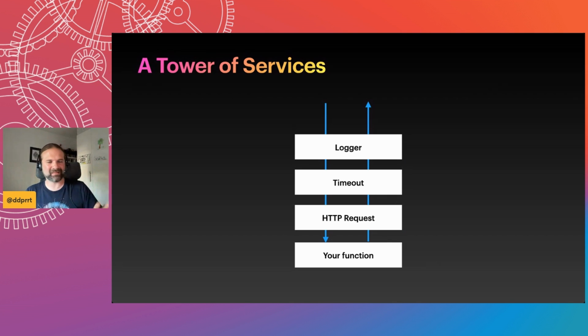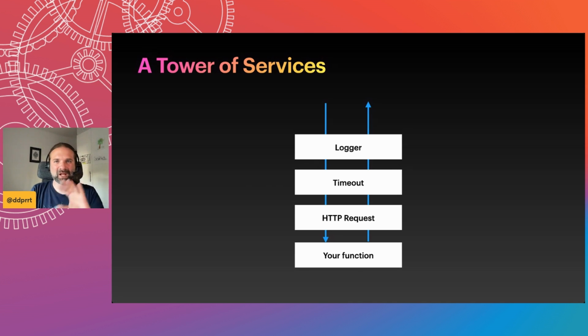Again, this is just me trying to figure out how things work. You have a tower of services that you stack upon each other. When a request comes to your application, it first goes through the logger, where you log out some stuff, then you have a timeout check, so your request doesn't take too long. Then it's transformed into an actual HTTP request that lands in your function, so you can work with it and do something with it. And then you send the response back, and there you go.